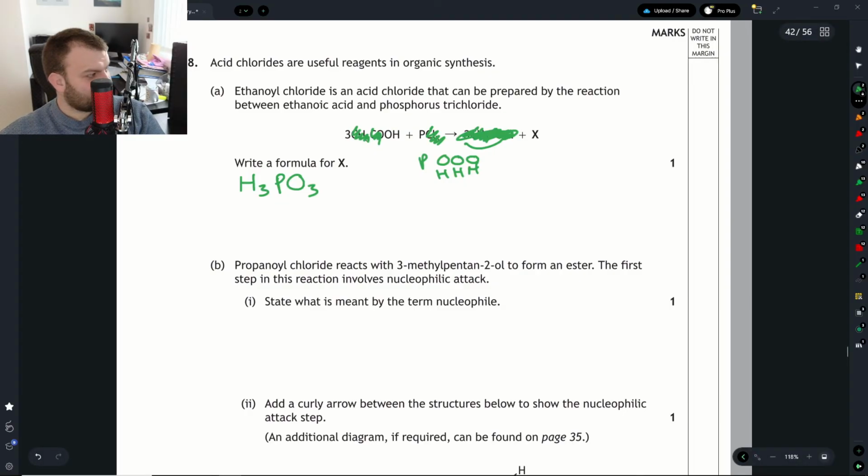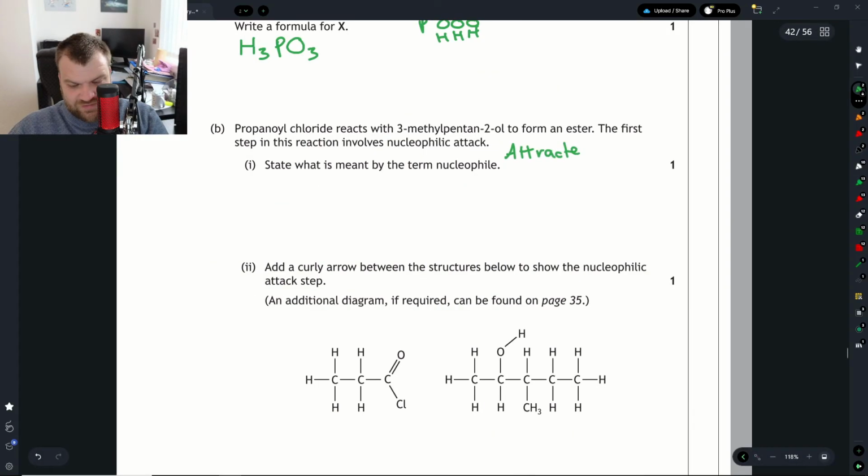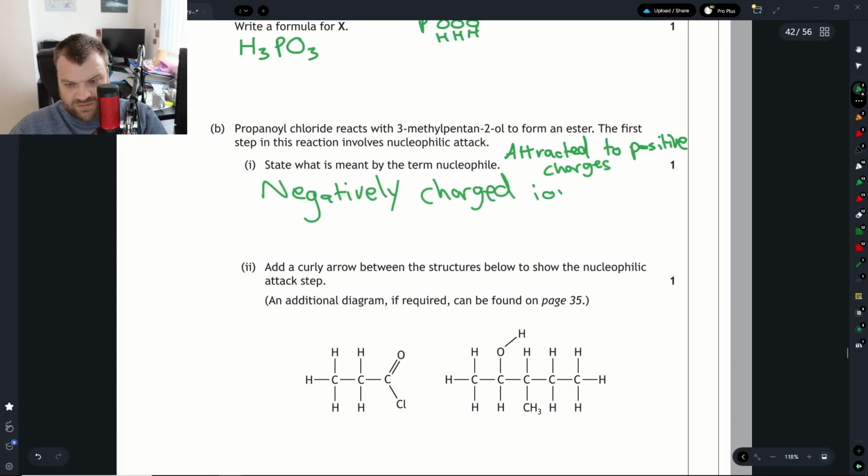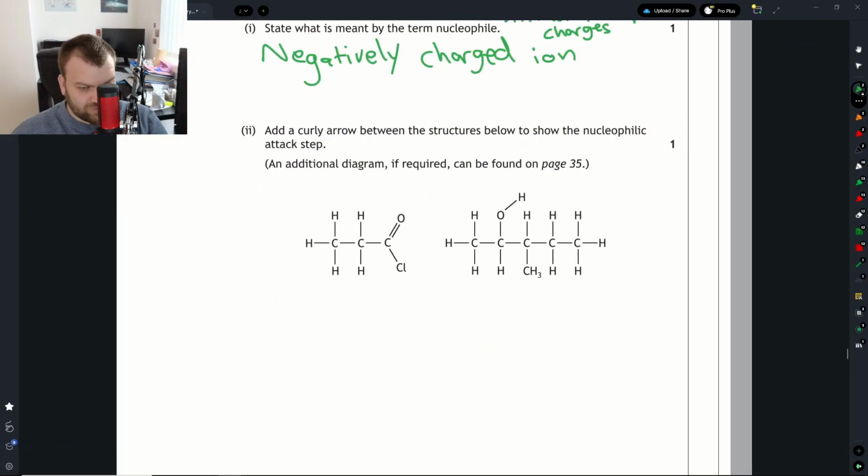So that. Nucleophiles are attracted to positive charges. That means that it could be a negatively charged ion. The fact we've got a chlorine in it, so here we're looking for the nucleophilic attack step.